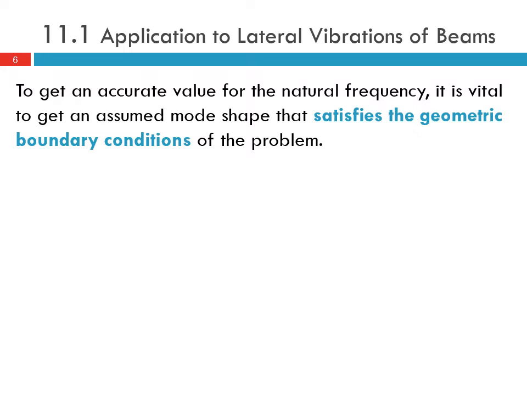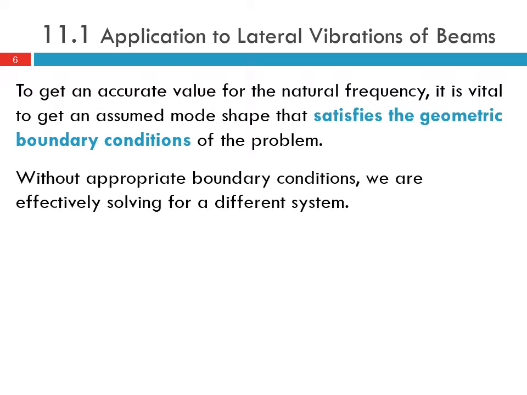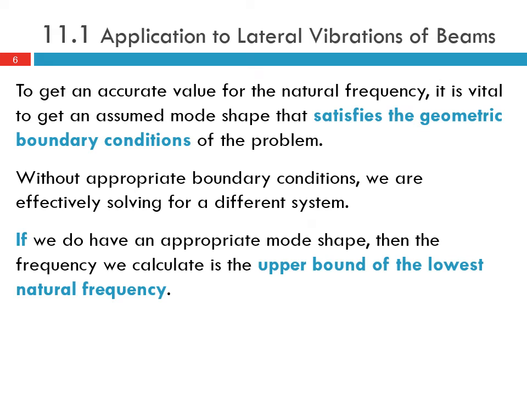Now, to get an accurate value for the natural frequency, it is vital to get an assumed mode shape that satisfies the geometric boundary conditions of the problem. It doesn't need to satisfy all of the boundary conditions, but it does need to satisfy at least the geometric boundary conditions, and it should satisfy as many boundary conditions as possible. Without appropriate boundary conditions, we are effectively solving for a different system. If we do have an appropriate mode shape, then the frequency we calculate is an upper bound of the lowest natural frequency.